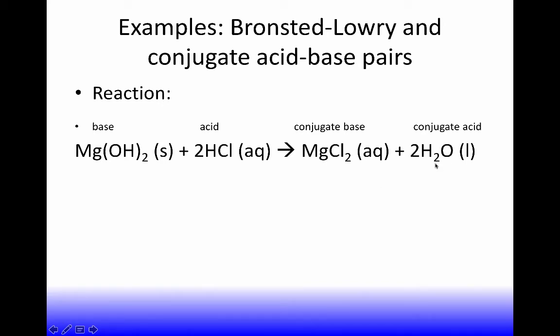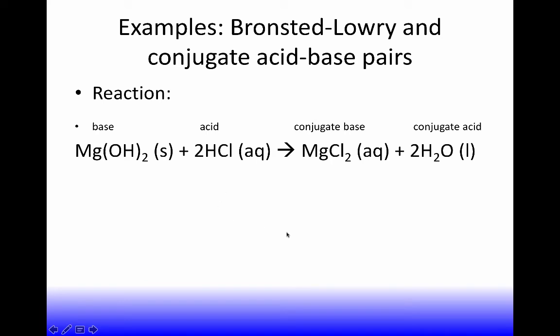Now, how could we tell for sure? Well, think about the reverse reaction. Look at your two products. Which one has a hydrogen? Well, only this one. So you can't be a conjugate acid unless you can donate a proton. So the only one that can do that is water. So that's got to be the conjugate acid. And if you look over here, this MgCl, the Cl picks up a H. So this must be acting like a conjugate base.